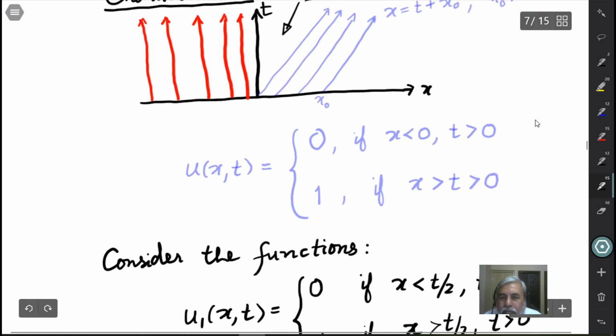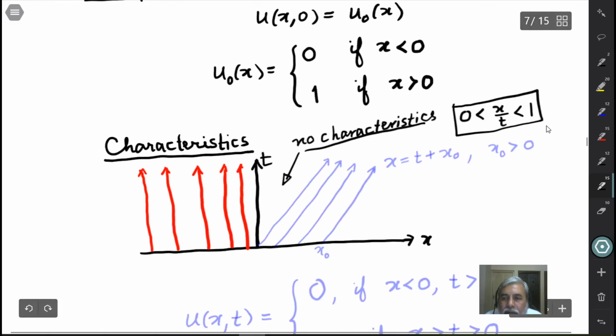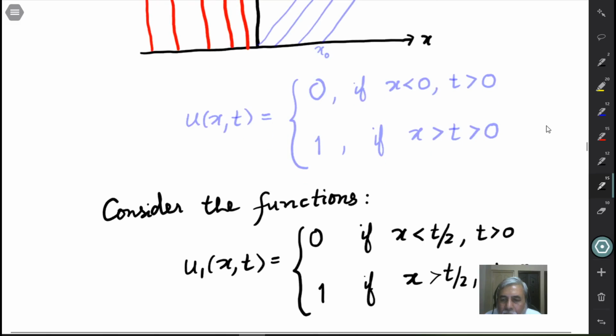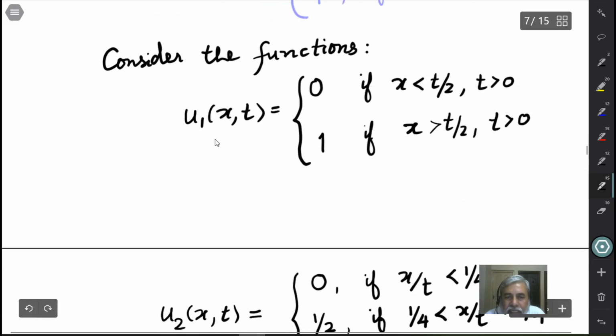Okay. Now we try to construct a weak solution for all x and t. Now consider these three functions. So I am defining three functions here. So u1 of x,t. I am defining it for all t positive. At t equal to 0, we are given that initial data. So u1 of x,t is 0 if x is less than t by 2 and 1 if x is bigger than t by 2.